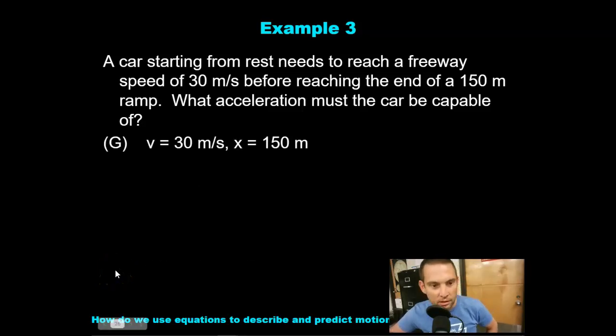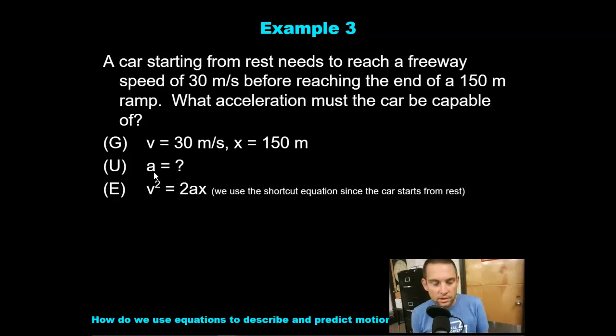What information is given? We know the velocity is 30 meters per second. Looks like the starting velocity. Oh, starting velocity is from rest. That's good news for shortcuts. So our ending velocity is 30 meters per second, and the distance we've traveled is 150 meters. The question is specifically asking what acceleration. So the unknown is the acceleration.